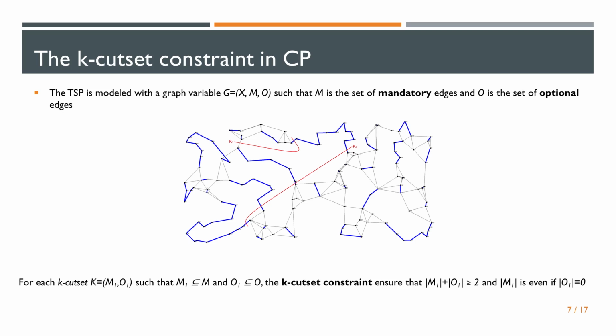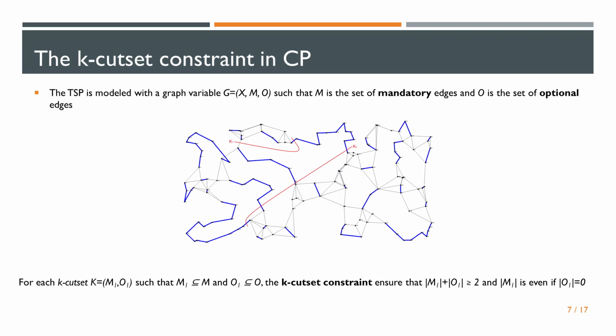The purpose is then to find mandatory edges and to remove optional edges. In the graph, we presented the blue edges as the mandatory edges and the dark edges as the optional edges. The removed edges are just removed from the graph.